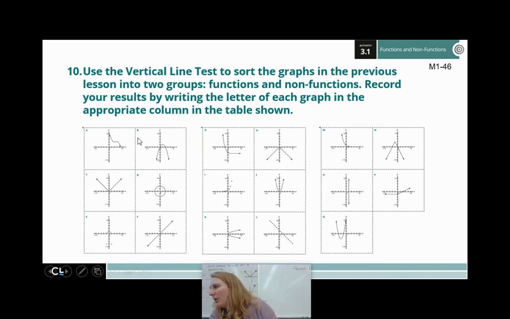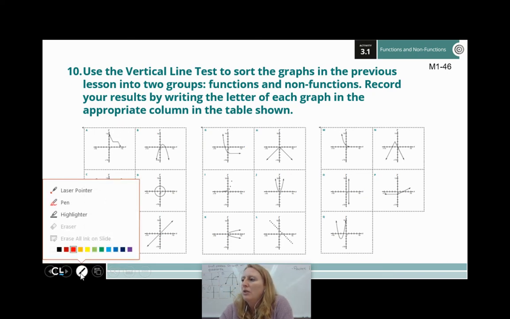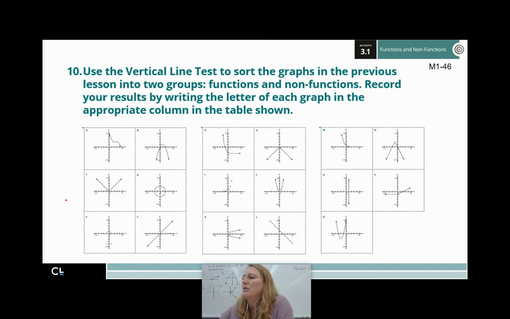I don't think I quite have all my graphs up here. I think I'm missing R and S, but I have my other graphs up here. I'm just going to go vertical line test crazy. We're just going to go nuts with this.